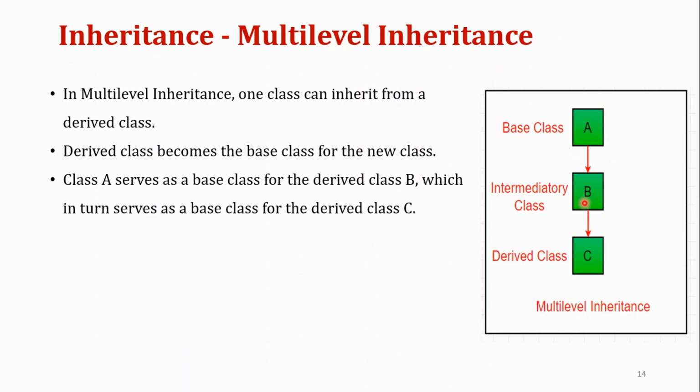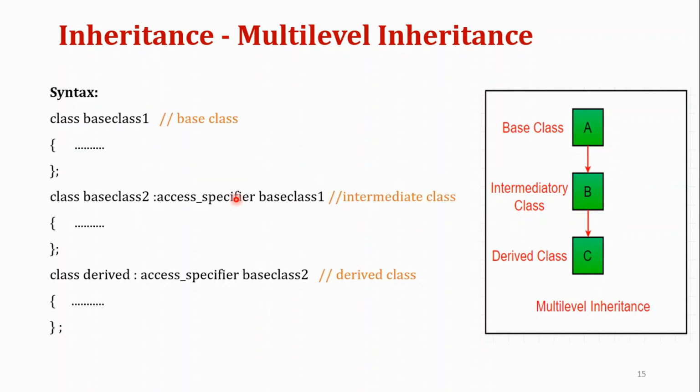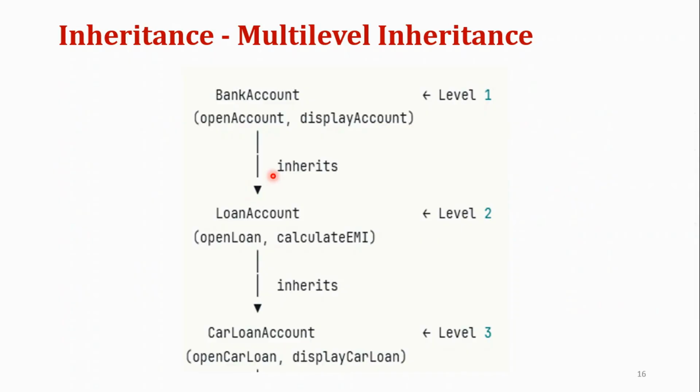Okay, and next, the syntax is given. Base class 1 is class A, base class 2 is getting from base class 1, and the derived class is getting from base class 2. So you take this class B as base class 2. So class B colon public A, class C colon public B. While inheriting, there is no need to include the class keyword; only the class definition needs the class keyword. Okay, next, this is a real world example of multi-level: bank account to loan account to car loan account. So another simple banking example.